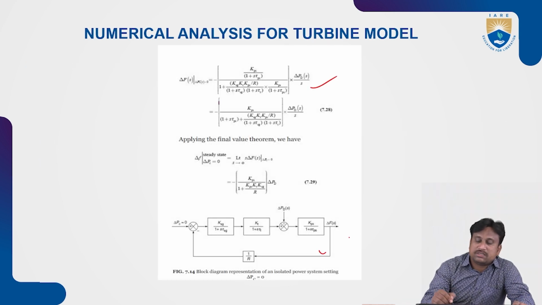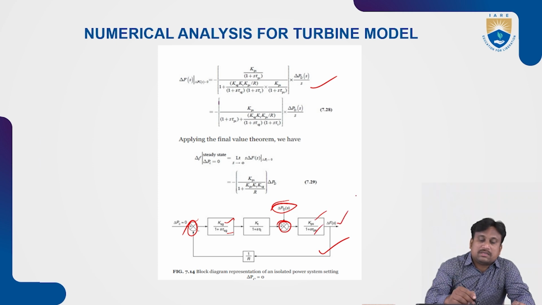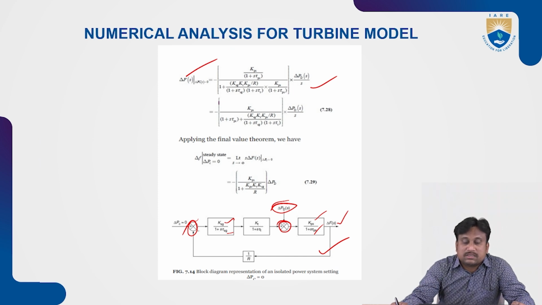So this is the representation of the block diagram. For an isolated power system setting delta PC equals 0, the reference section will follow with KSG by 1 plus S TSG blocks, and the control blocks associated with KT by 1 plus S TT, and the referral section will be represented with delta PD of S as KPS by 1 plus S TPS as function of delta F of S. So delta F of S is KPS by 1 plus S TPS divided by 1 plus KSG by R into 1 plus S TSG into 1 plus S TT, into delta PD of S by S. When this is simplified with a negative sign, it is KPS by 1 plus S TPS into KSG KT KPS by R by 1 plus S TG into 1 plus S TT, into delta PD of S by S.